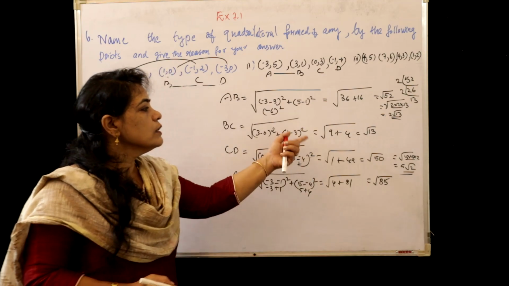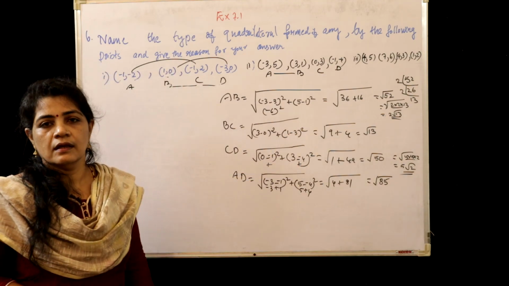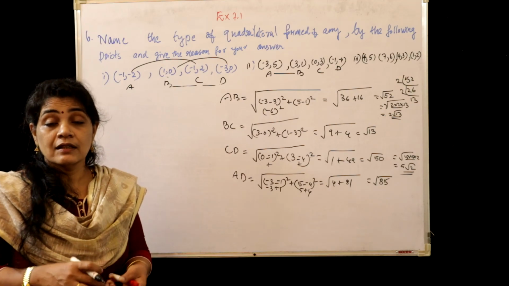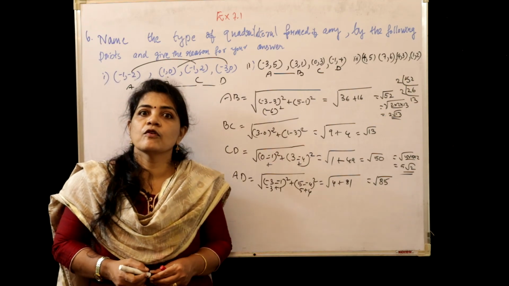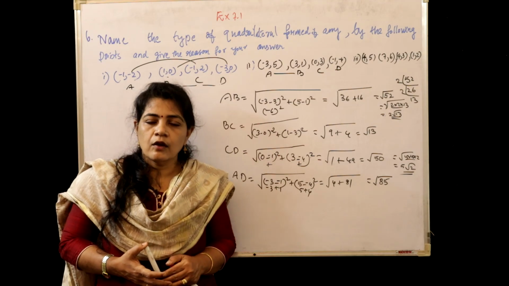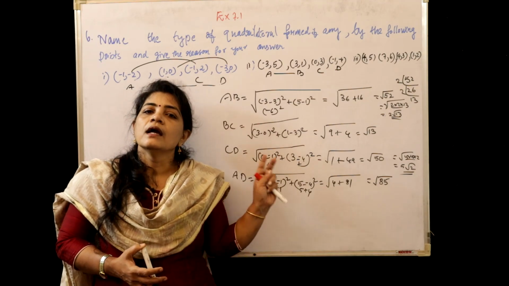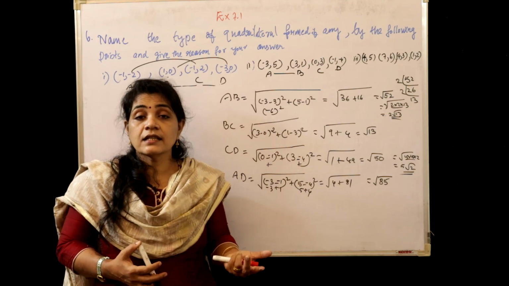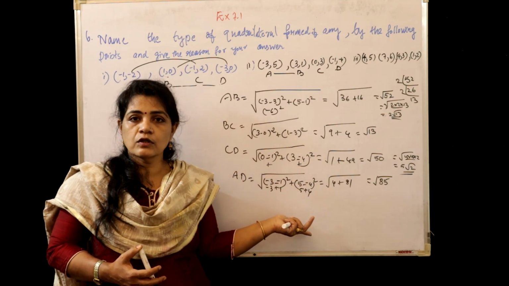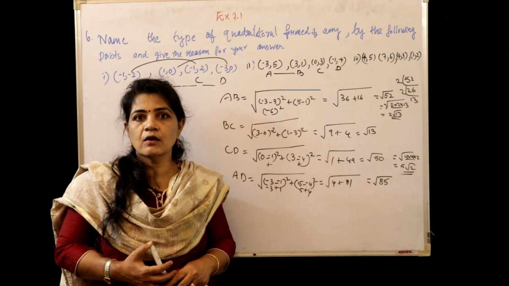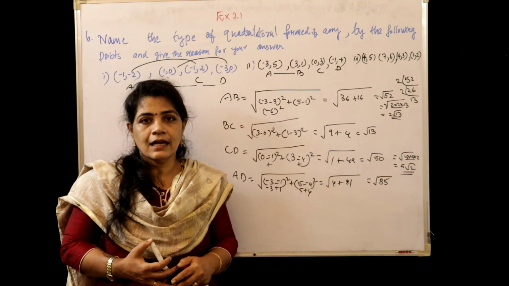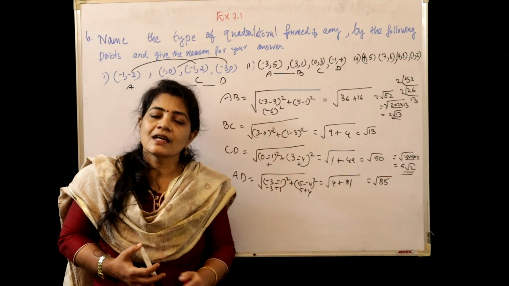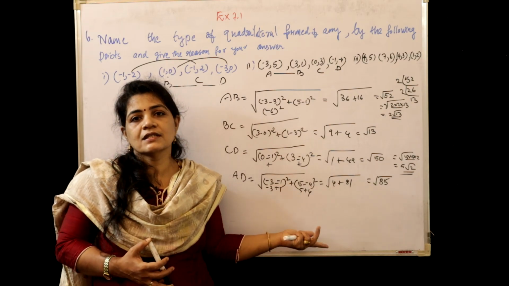See children, all the 4 sides are unequal. That means it will form just a quadrilateral. We can't name it as a special type of quadrilateral or a parallelogram. So it will be simply a quadrilateral. If after solving we see that all the sides are equal or opposite sides are equal, then you can check for the diagonal. But here that case is not applicable because all the 4 sides are unequal. So it will form just a quadrilateral.